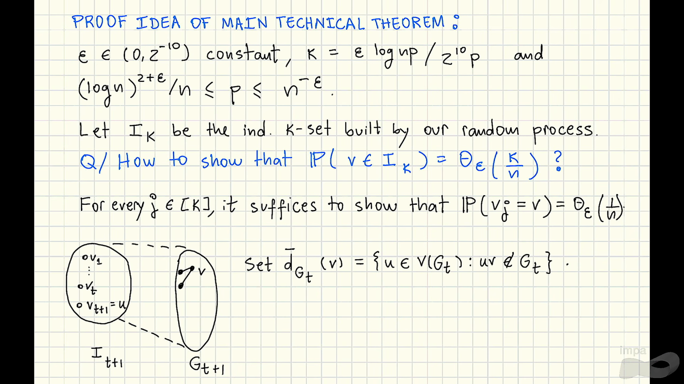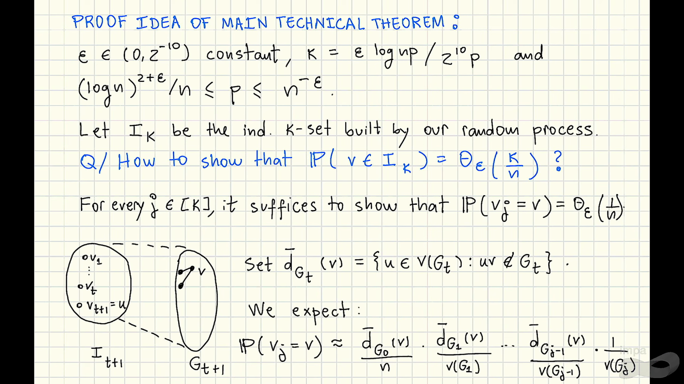So in other words, what we have is the probability that this vj is equal to v, this must be equal to, well, in the first step, you don't want to select the neighbor of v, and you also don't want to select v. So it will be this over n. Yeah, I should have also put v here, sorry, times the probability that you don't select a neighbor of v in the second step over the number of vertices you have in the current graph, and so on and so forth, until the last step, where you have to select precisely v. Okay? Is this clear? Yeah?